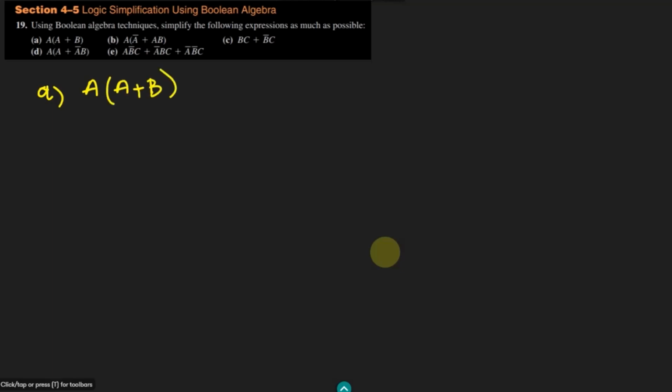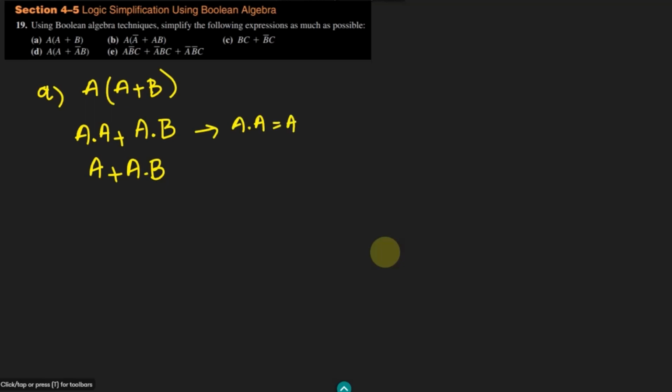Okay, so what we have to do according to the distributive law, we have to multiply A with all of these terms which are inside this bracket. So this A dot A plus A dot B. Okay, so what it will be equal to, this A dot A is equal to A. This is due to this law.